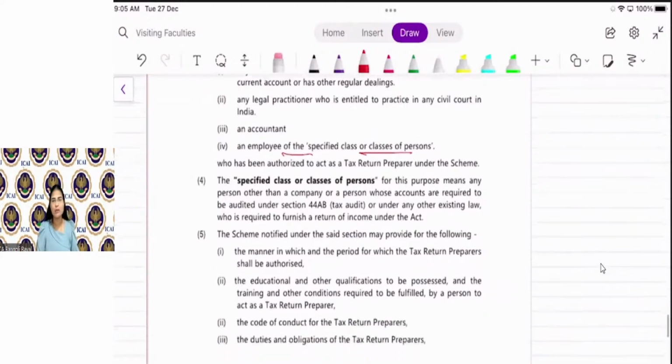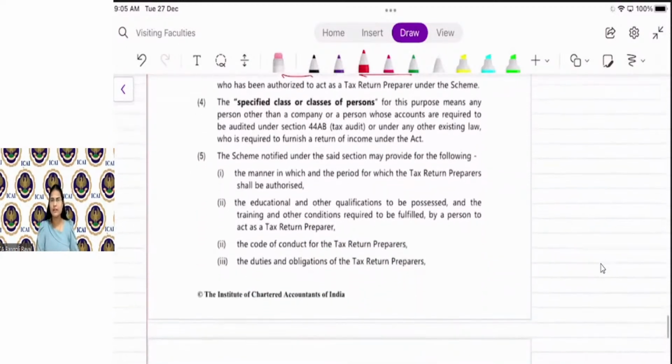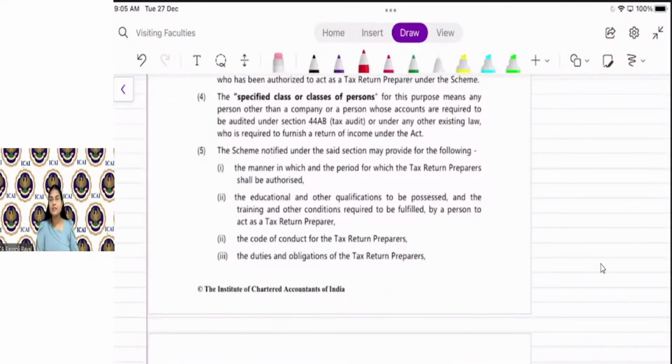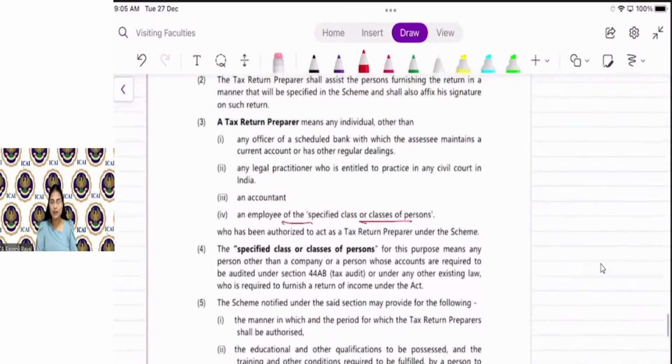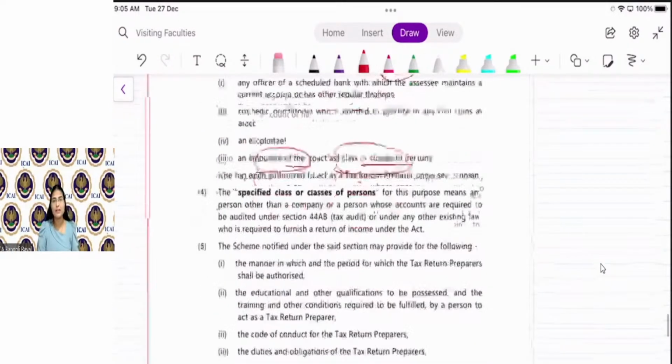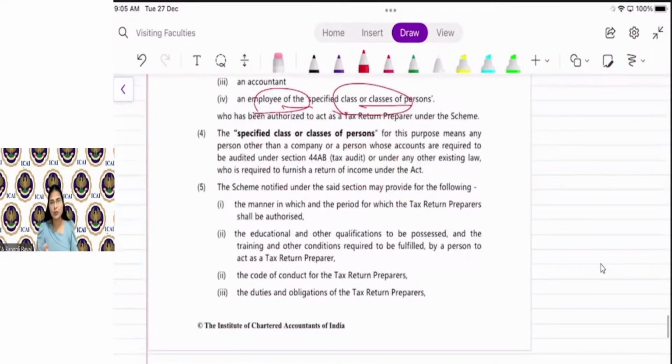So if you are an employee of a company whose accounts are required to be audited, then you can act as a tax return preparer, because here they have mentioned that it is other than an employee of a specified class or classes of company, and the specified class or classes of company exclude those companies and those persons whose accounts are required to be audited. So yes, yes, Sumesh, that we will discuss.